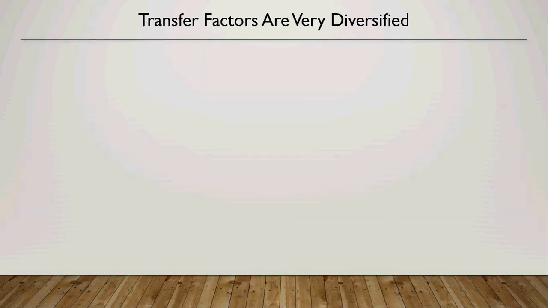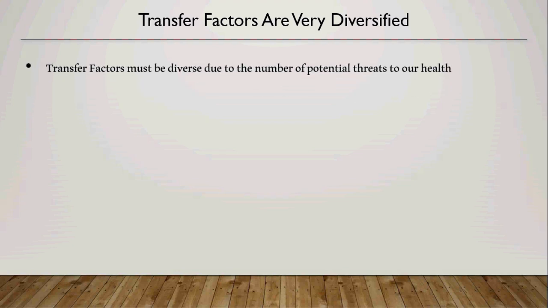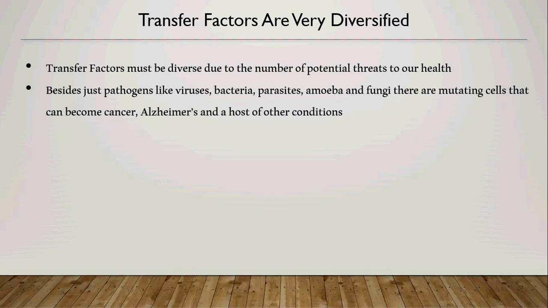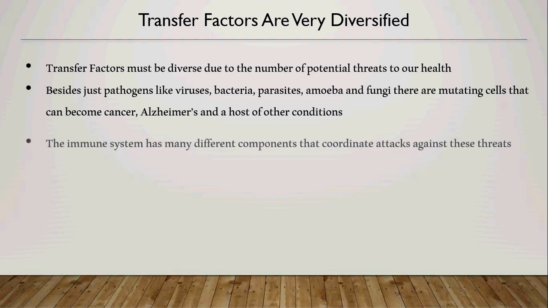Now, transfer factors are very diversified, and I'm not only going to state that, but I'm going to show you in this slide why transfer factors are so diversified. They must be diverse due to the number of potential threats to our health. Besides just pathogens like viruses, bacteria, parasites, amoeba, and fungi, there are mutating cells that can become cancer, Alzheimer's, and a host of other serious conditions.